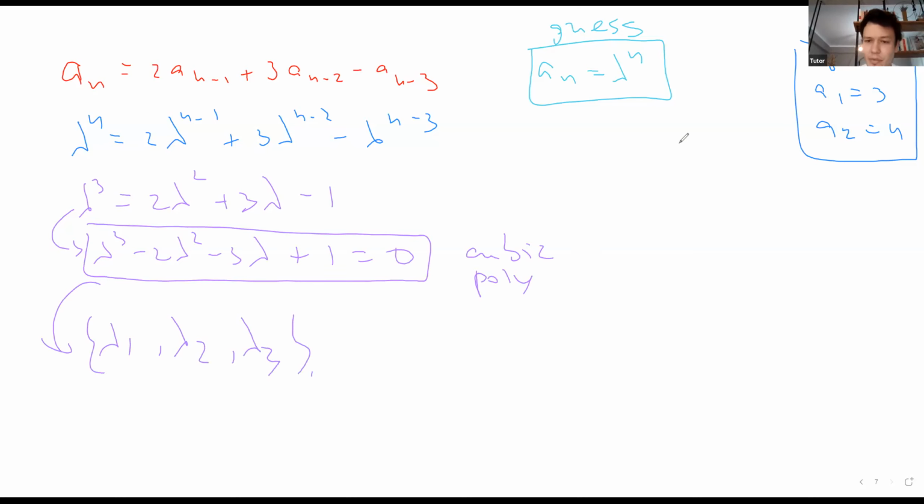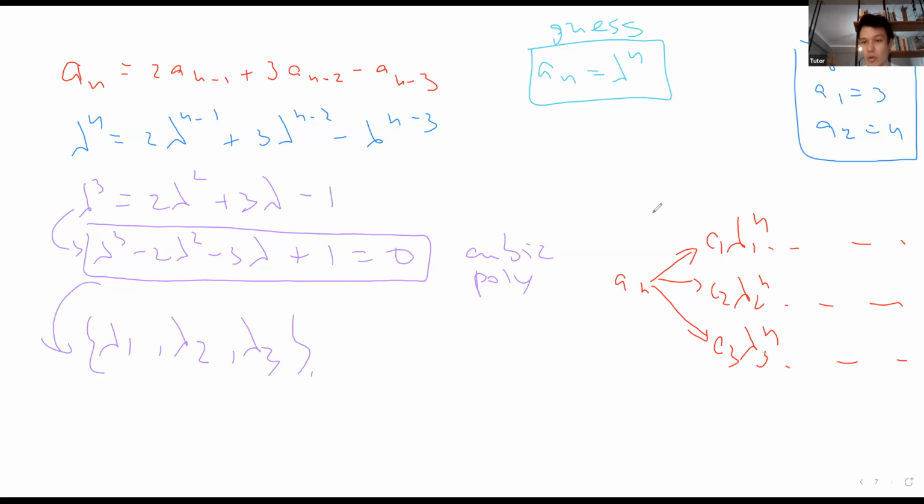Well, if you look at AN, now AN is going to have 3 options. AN can be either lambda 1 to the N, or lambda 2 to the N, or lambda 3 to the N, right? And it can be with any coefficient, C1, C2, C3. All of these would be good sequences. If you look at this sequence, this sequence, this sequence, all are good sequences.